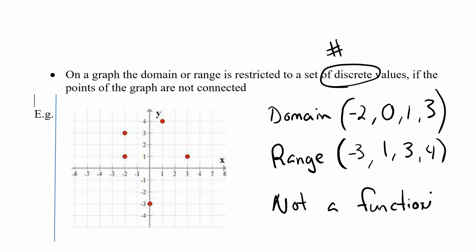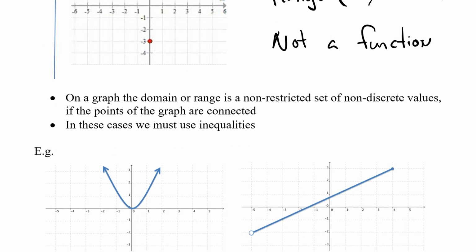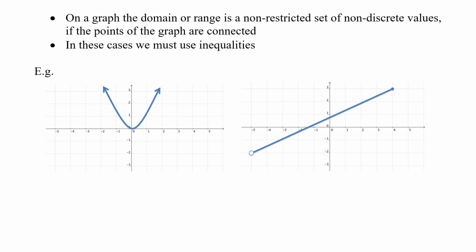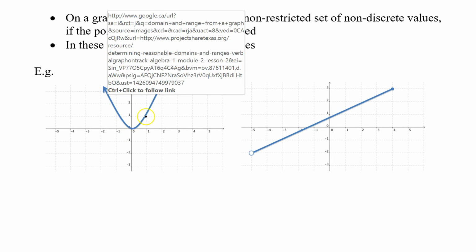So when I've got specific points on my graph, my domain and my range are pretty simple. Just find where the points meet the x and the y-axis. But now what happens when I don't have points, when I've got actual lines, connected lines?